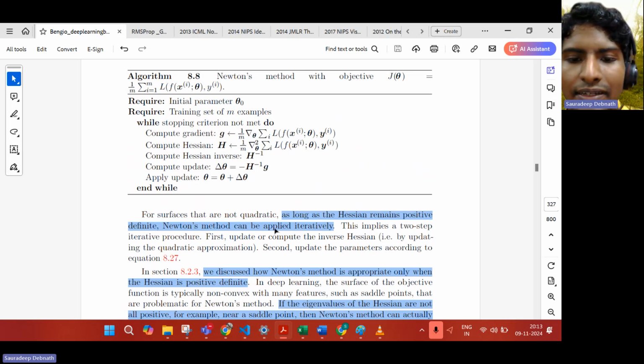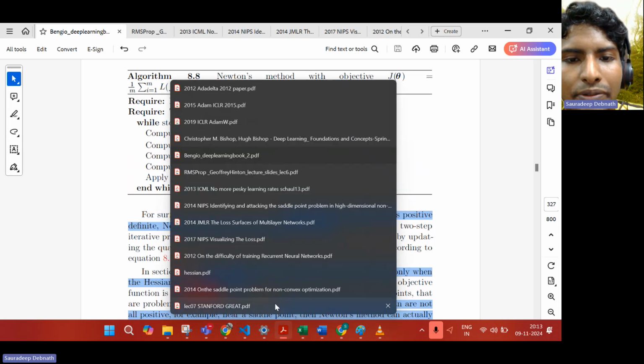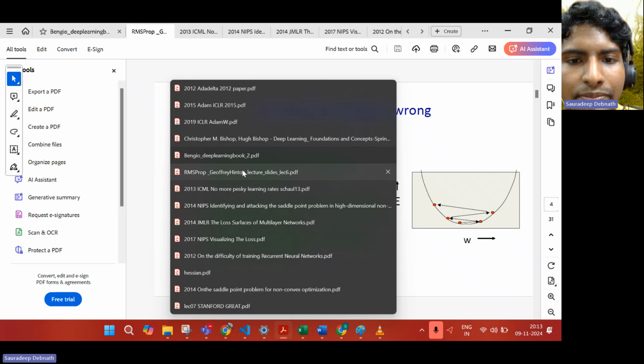Now, we need to figure out a way to handle these plateau conditions for stochastic gradient descent. And another motivation for momentum. Let me go to Bishop's book. Where is Bishop?